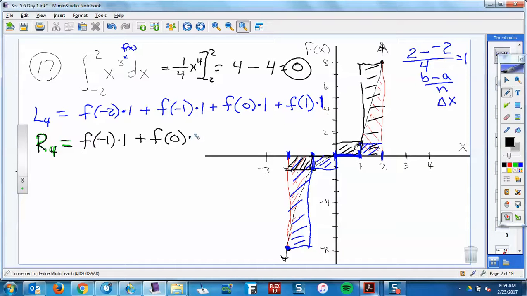Okay, so it's F of 0 times 1 plus F of 1 times 1 plus F of 2. So here I actually use the 2 because my last rectangle goes up here at 2 to that y value. So it's F of 2 times my width of 1. So this time I didn't use my left edge when I started with my right rectangle. Okay, M4.